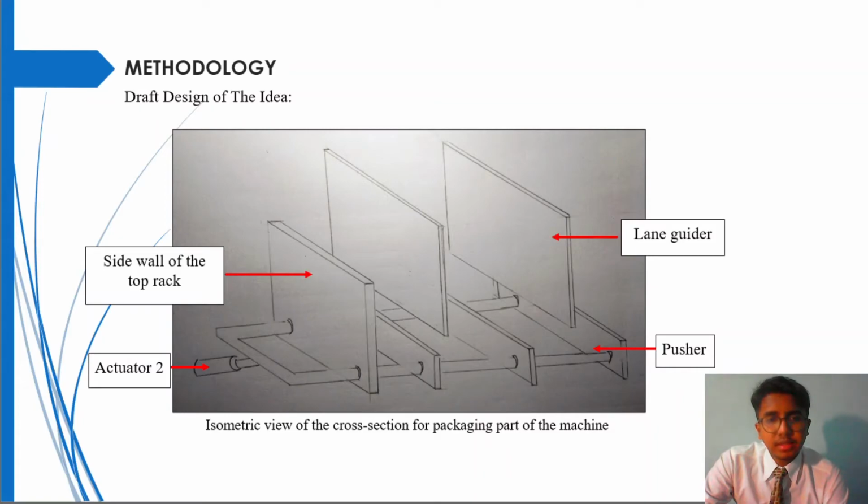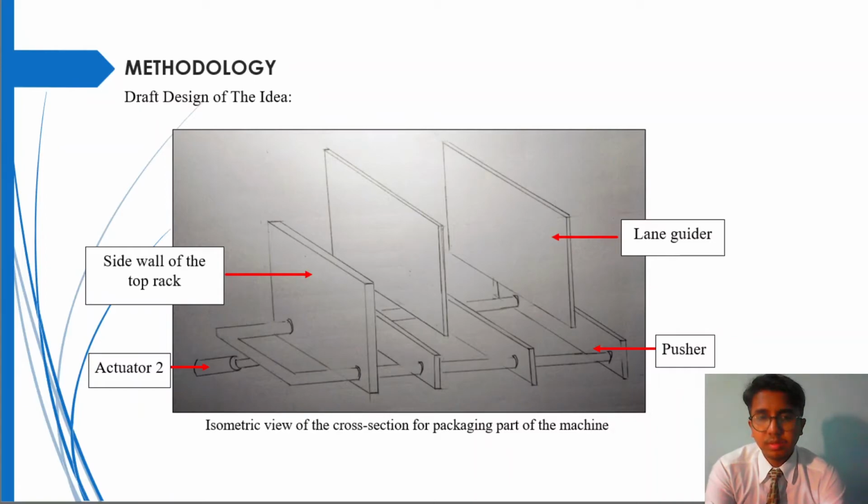At the left side is actuator number 2, which is the electric linear actuator, and on top of the actuator is the side wall of the top rack, which will be the wall that contains the bottles. On the right side at the top is the lane guider, which will guide the bottle to stay on its lane, and below the lane guider is the pusher.